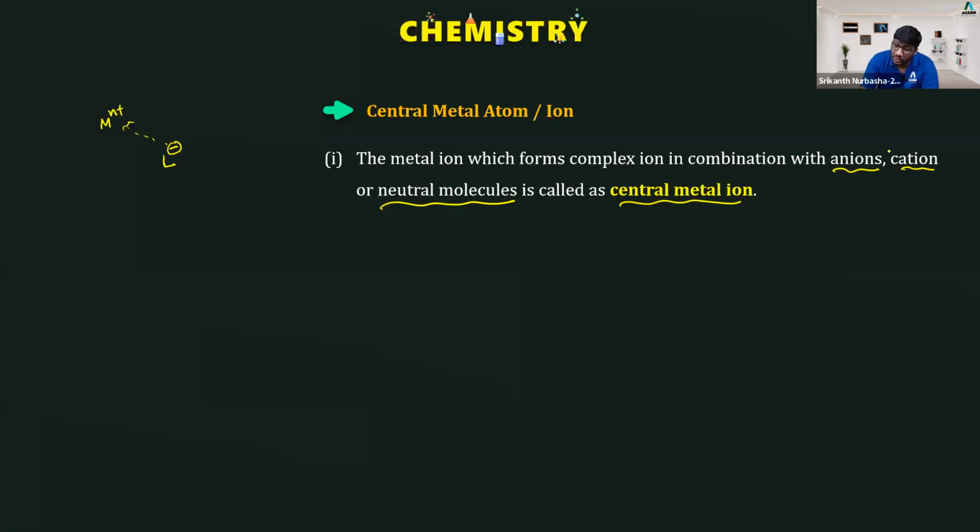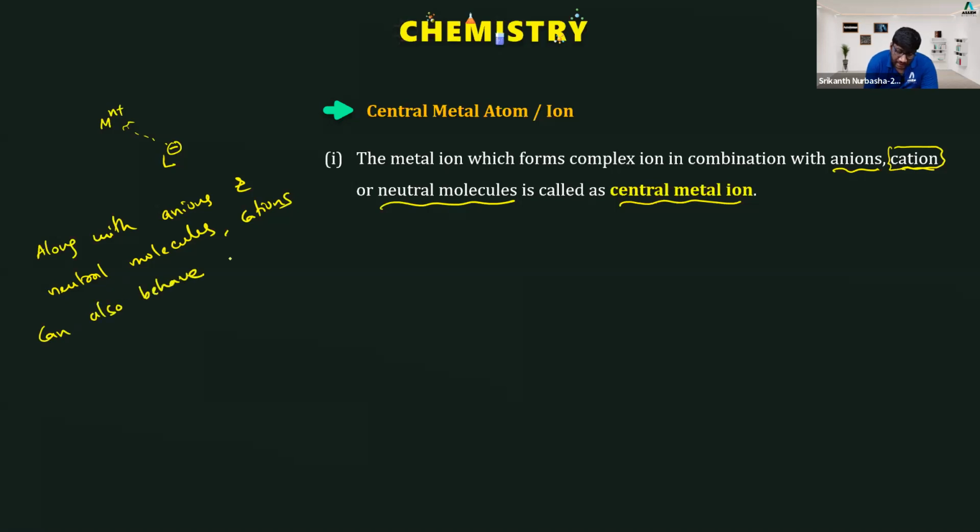But how are you saying that cations can donate electron pairs? Cations already have a positive charge. Even in cations which possess a positive charge, there is a possibility of the presence of a lone pair of electrons. There are some cationic ligands also. Along with anions and neutral molecules, cations can also behave as ligands, as they can donate their lone pair of electrons.